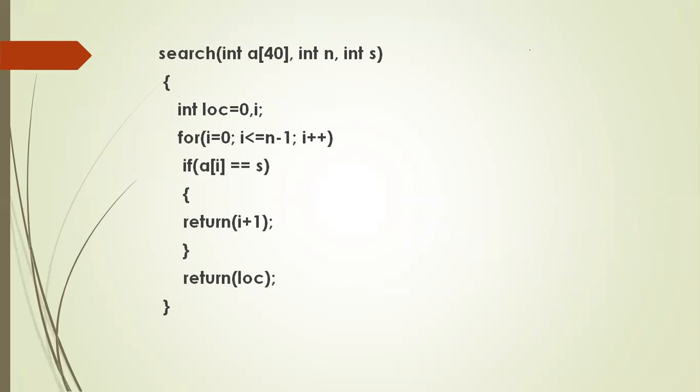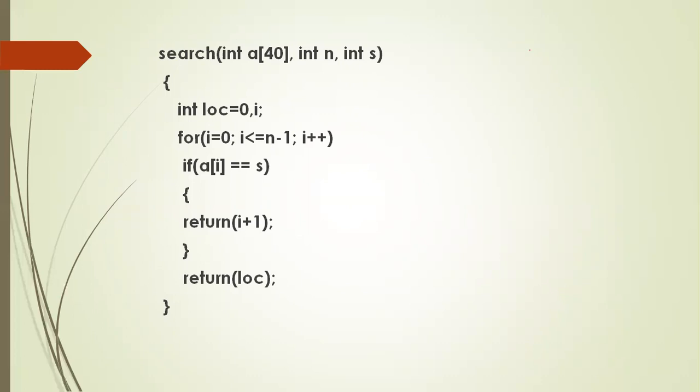What is the next value for I? 1. Is A1 equal to 40? No, because A1 is 20, so that is also not equal to 40. Go backward. Next time I becomes 2. A2, what is there? A0 is 10, A1 is 20, A2 is 30. Is 30 equal to 40? No, that is also not true. Next time I becomes 3.